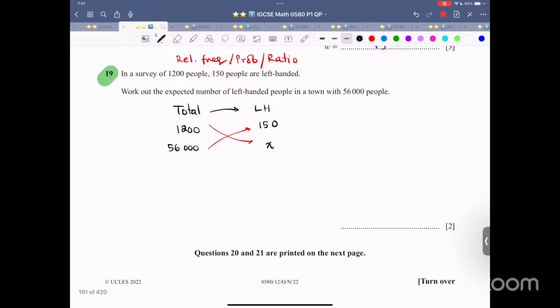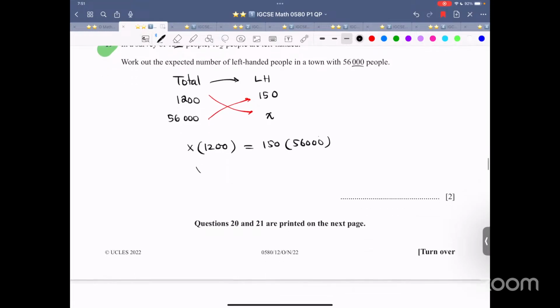That's a paper 2 question, so let's see how much we can work out. X into 1,200 equals 150 into 56,000. Just work out with the zeros. So X is 15 into 10 into 56 into 1,000, divided by 12 into 100. So the one 0 and two zeros cancel off, and I'm left with a 10.